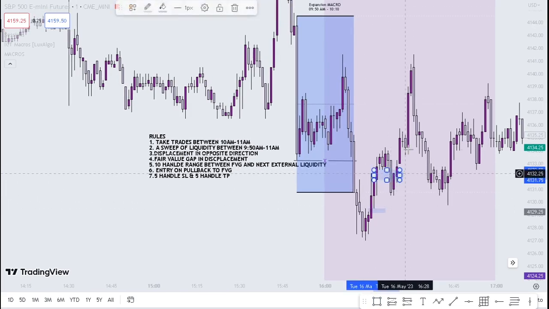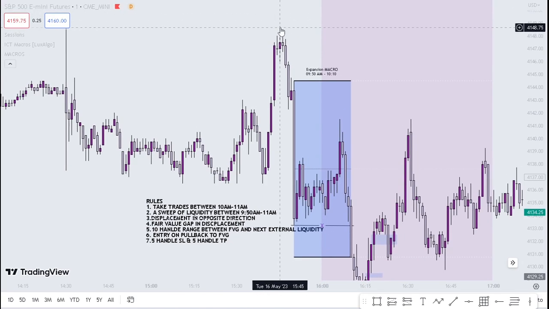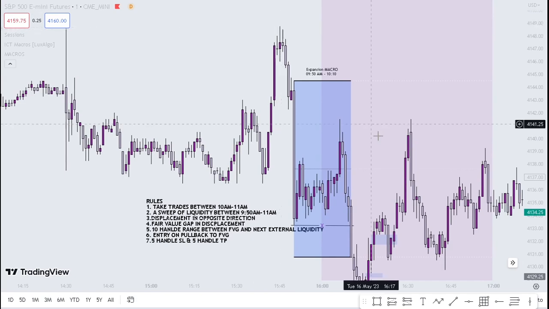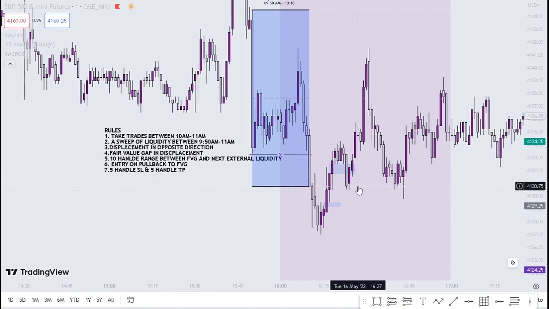So what we would have done is to check if we have a 10 handle range from the fair value gap to the next external liquidity. So this is the next external liquidity here, which is 4148. The fair value gap is at 4132. So it's way more than 10 handles. So we would have entered our position here.